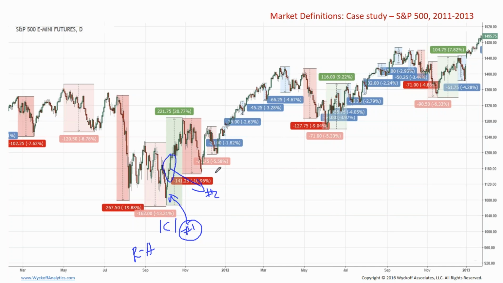Third entry is going to be after the backing up action. And here, because there is more supply, we need some kind of test that comes here. So here's our third point of entry. And then a breakout, which is going to happen right here. So those are the four points of entry based on the market.